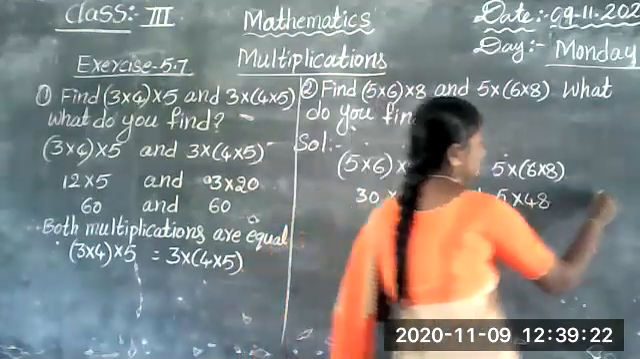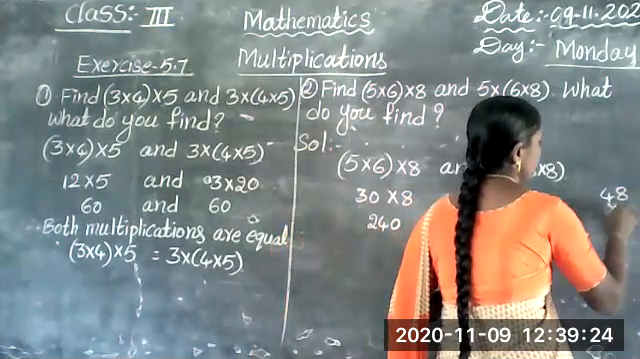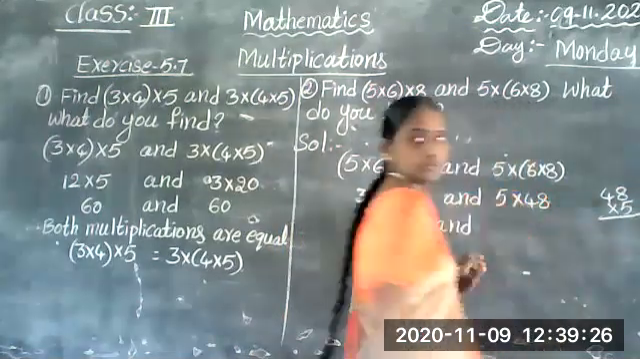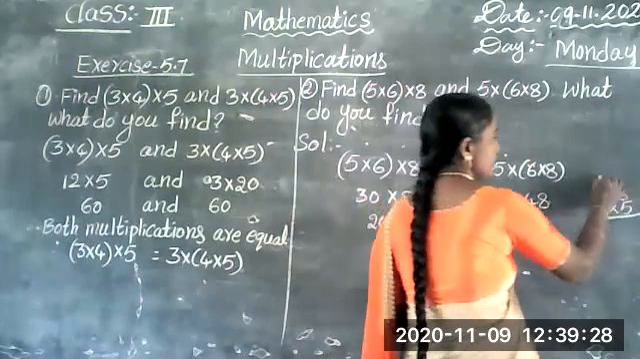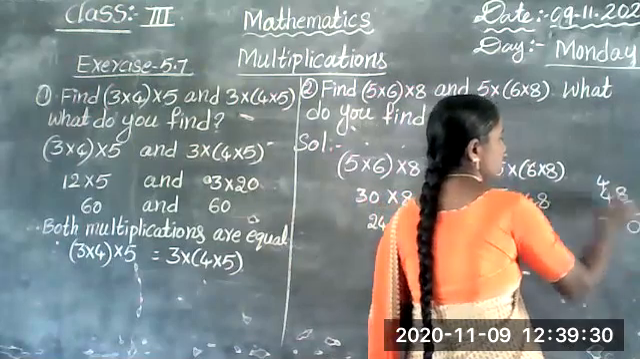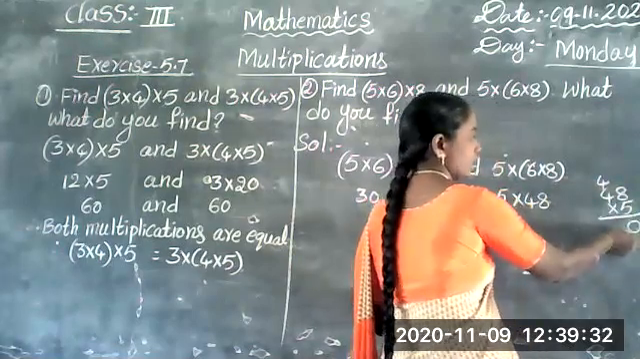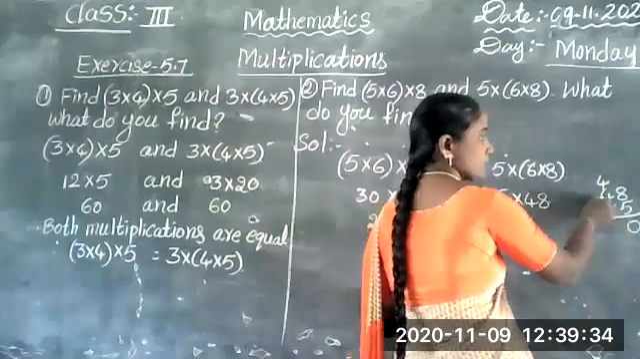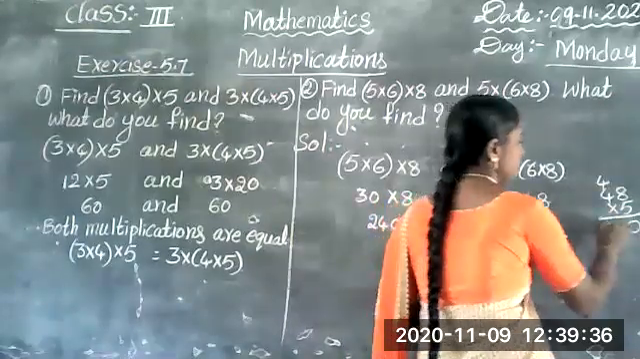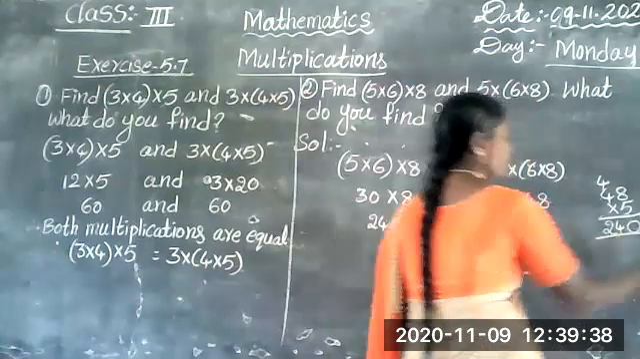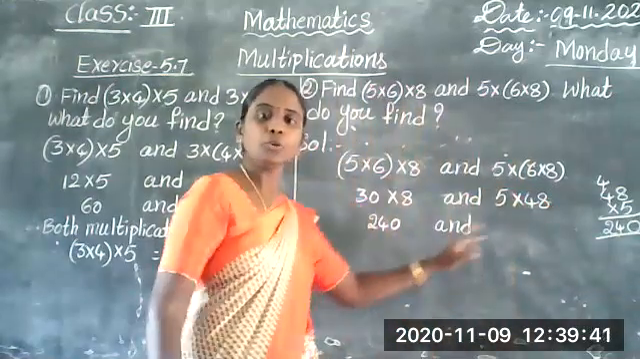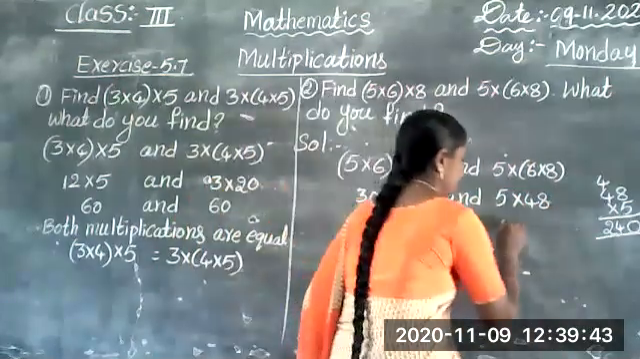Next, 48 into 5. Do multiplication. 48 into 5. 5 8s are 40. 4 carry, 0 write in the answer. Next, 5 4s are 20. 20 plus 4 is 24. What is the answer? 240.